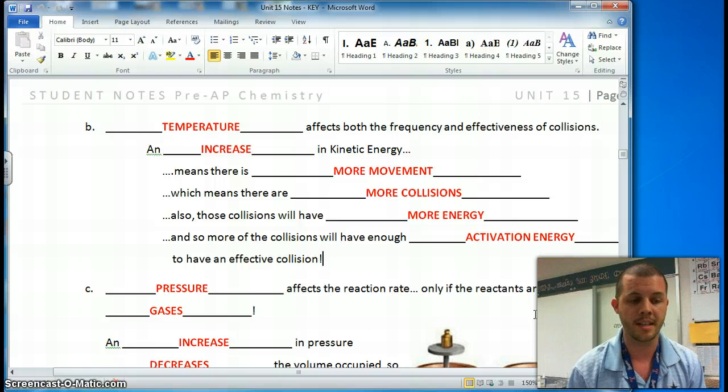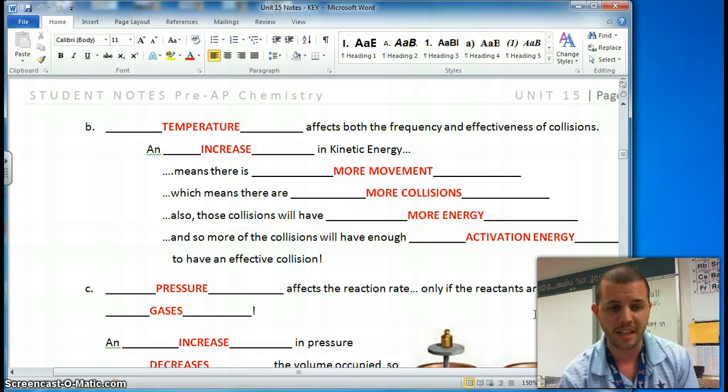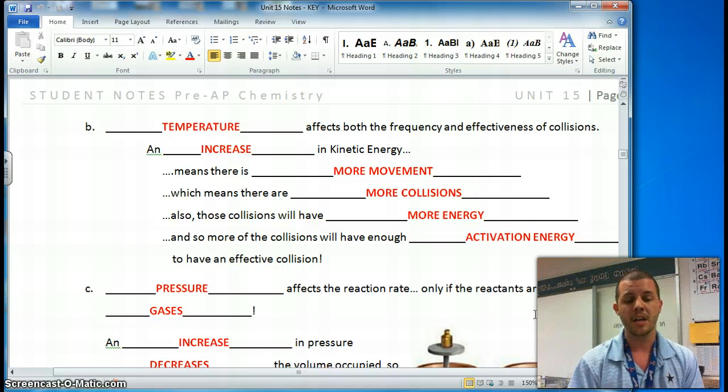We are going to go ahead and continue taking a look at factors which affect the speed that a reaction takes place. So the next one is the temperature. When it gets hotter, it's going to affect the frequency and the effectiveness of our collisions. So basically what's happening, you make it hotter, particles move faster.